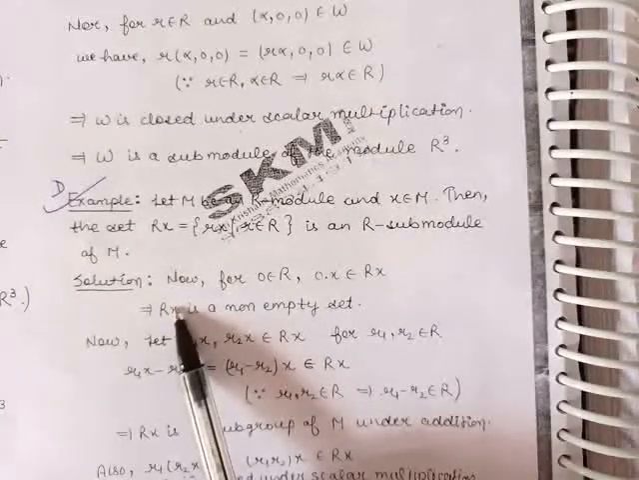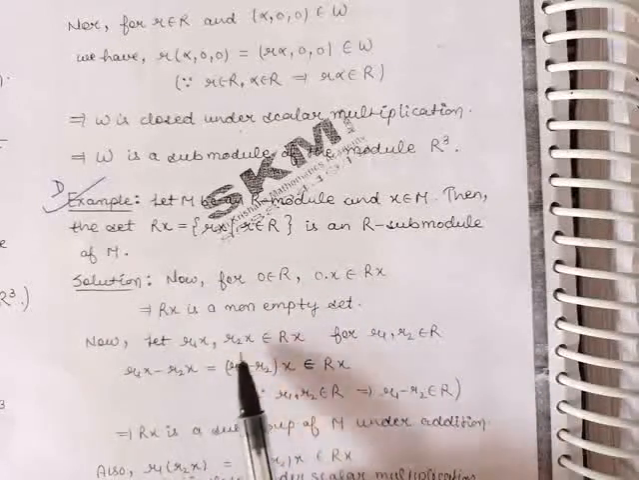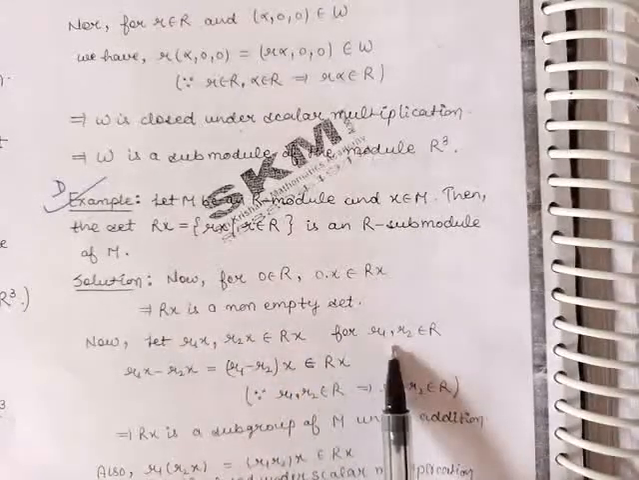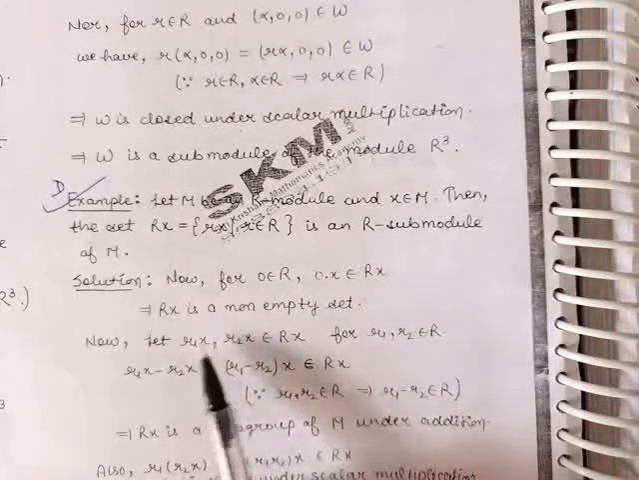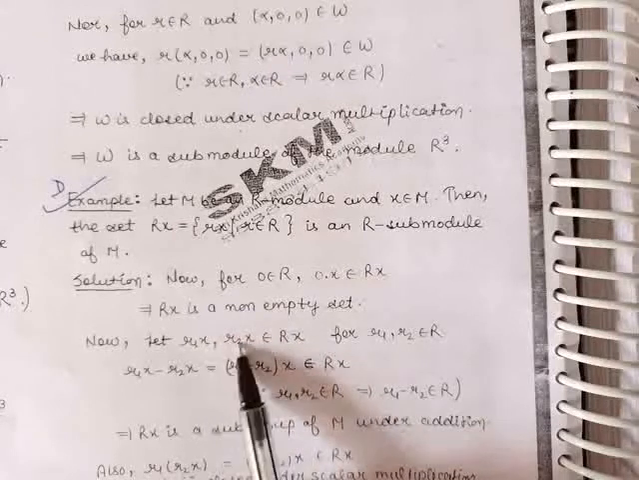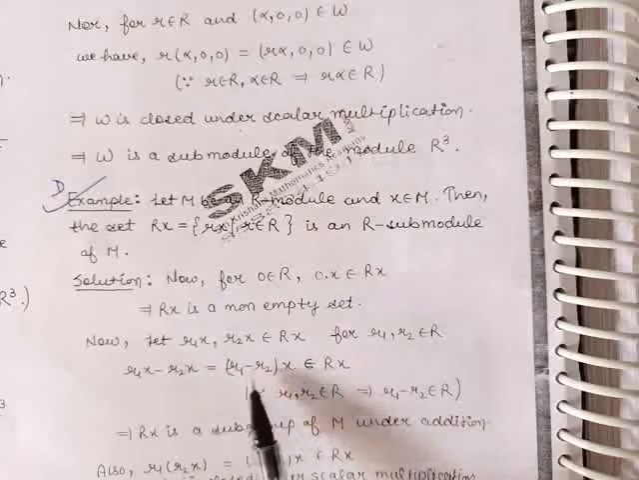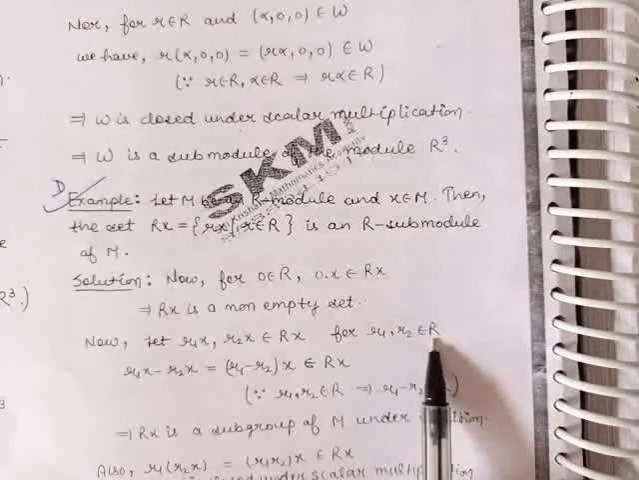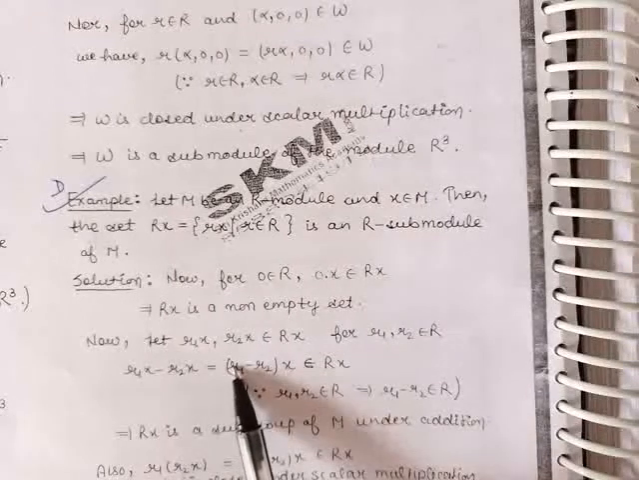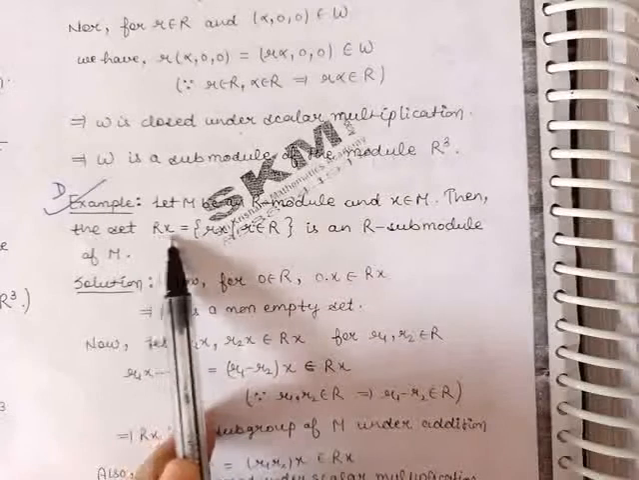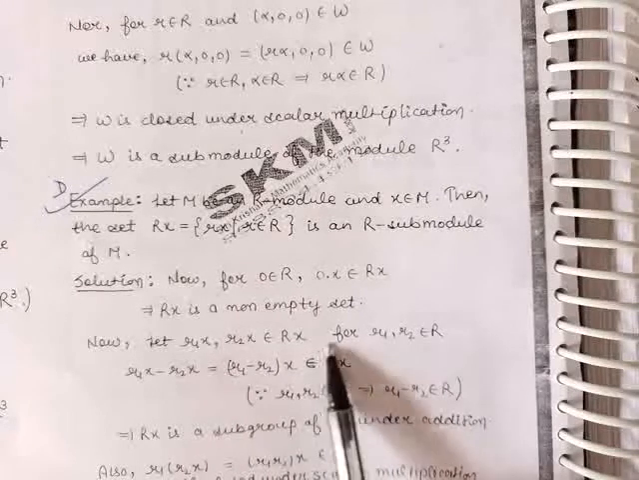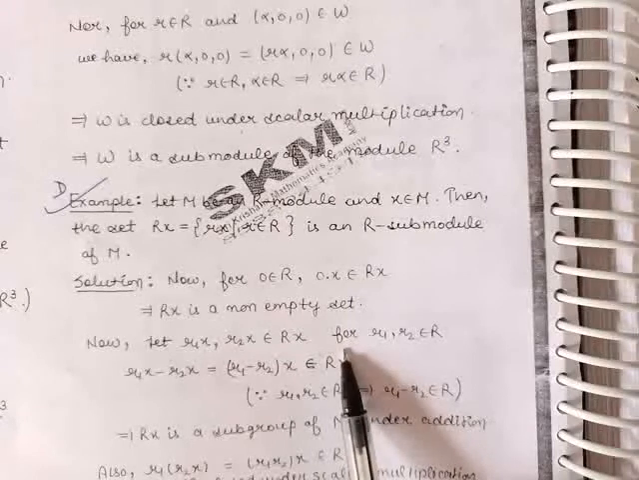Now the remaining conditions for being a submodule. So let us take two elements r1x and r2x belonging to the set Rx. Here r1 and r2 belong to the ring R. Now we have to prove that their difference belongs to the set Rx. So let us find their difference. Now this can be written as (r1 minus r2) times x. Now because r1 and r2 are elements of ring R, therefore r1 minus r2 is also an element of ring R by definition of ring. So by definition of set Rx, this element will belong to the set Rx. So we can say that the set Rx is a subgroup of M under addition.